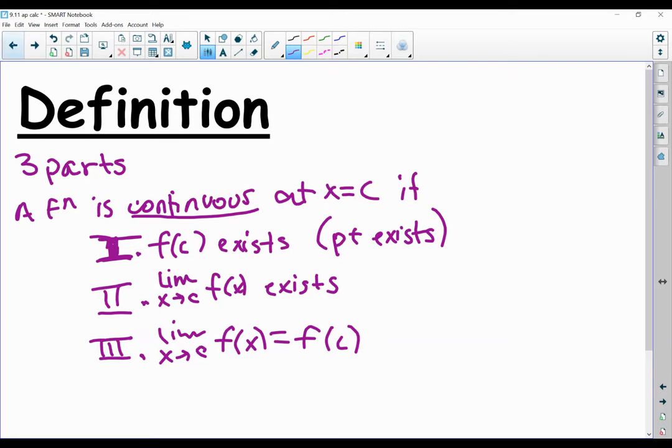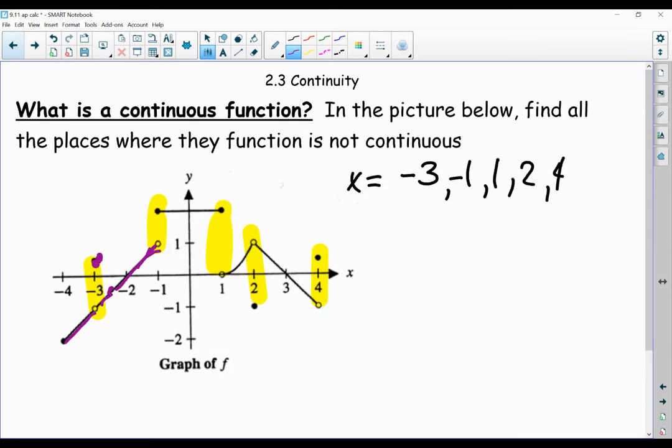Going back to that example, if you look at x equals -3 here, is there a point at -3? Yes. f of -3 is 1. Was there a limit at -3? Yes. The limit as x approaches -3, the intended height of that function, is -1. But this function is not continuous because the actual height here and the intended height where it looked like it should have gone are not the same.